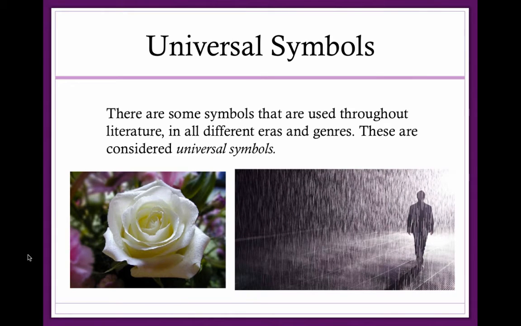There are also things called universal symbols. A universal symbol is something that is used throughout literature in all different eras and genres, but they usually mean the same thing. So, for example, the color white, like the white rose, represents purity or innocence. So, if you have a character that is dressed in white, usually it's going to mean that they are a very pure, innocent character. Rain is another universal symbol that is used a lot to mean sadness or depression.